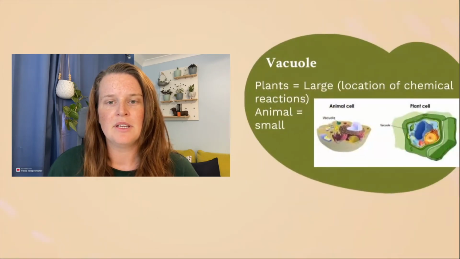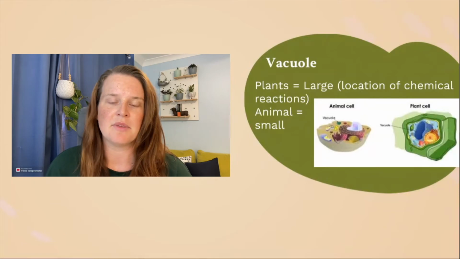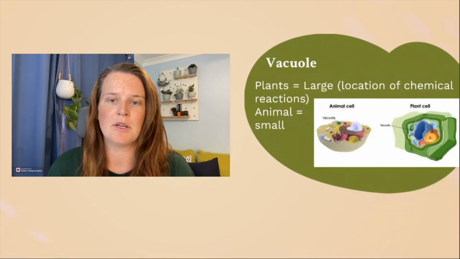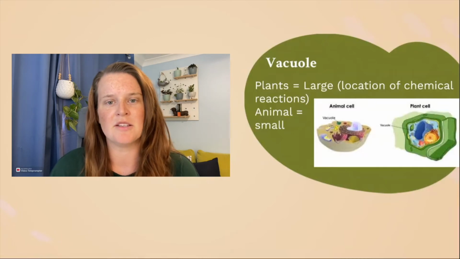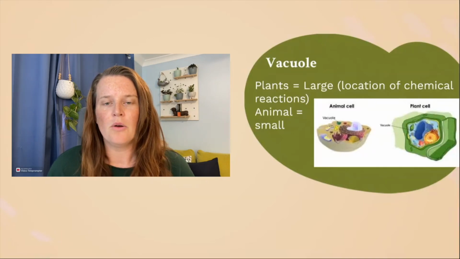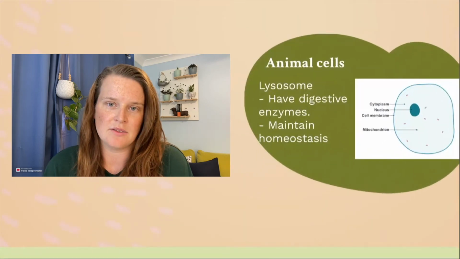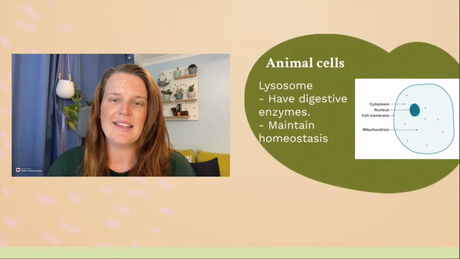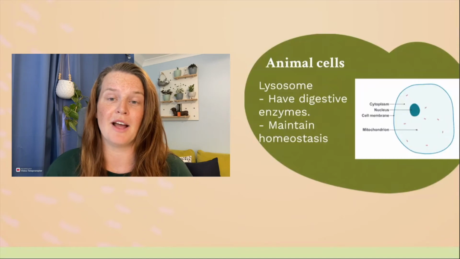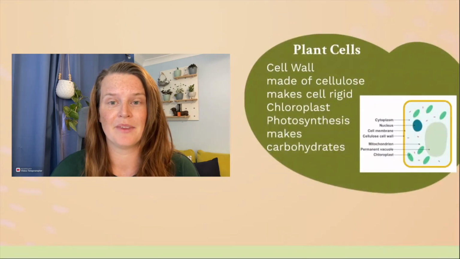The vacuole is large in plant cells and plays a role in chemical reactions and provides shape, whereas in animal cells they're small and store water. Organelles specific to animal cells are lysosomes. These organelles contain digestive enzymes that clean up the cell. These enzymes break down molecules into smaller ones, and they are very important for homeostasis. This is a topic we will explore in far more detail later in this topic.